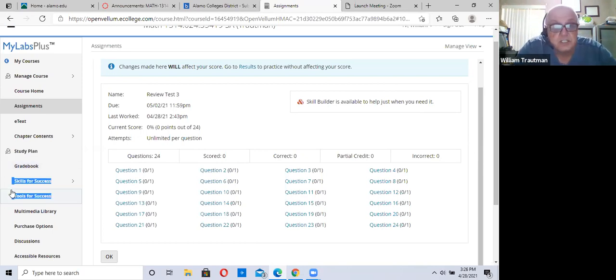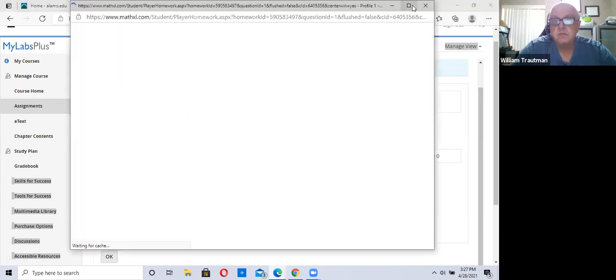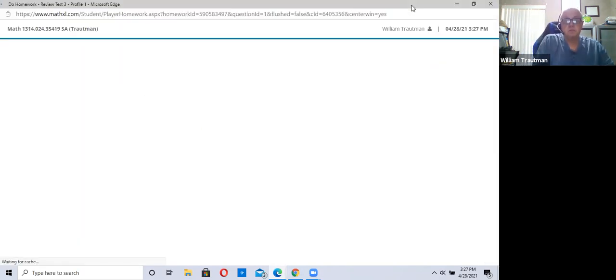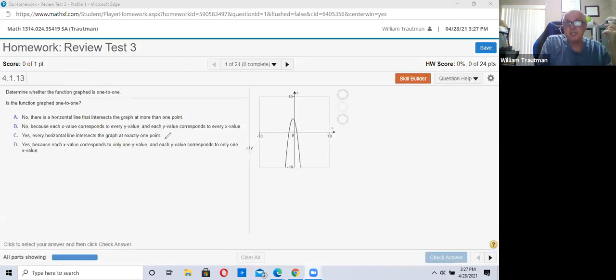So question 1 is on the test. Let's take a look at question 1, or something similar to question 1. Okay, question 1 says, so I might change the wording a little to match the test. It says determine whether the function graph is 1-to-1. So this is on test 1, something similar. How do I know if this is a 1-to-1 function?